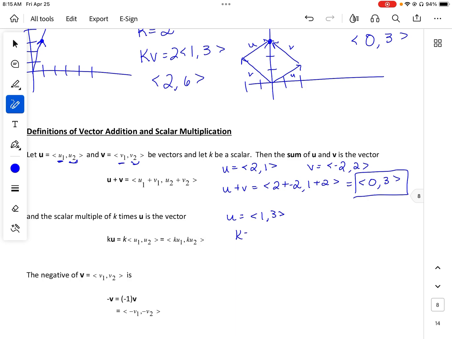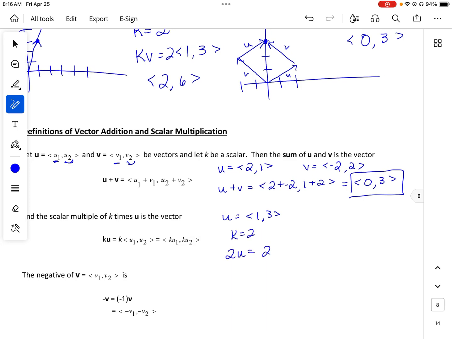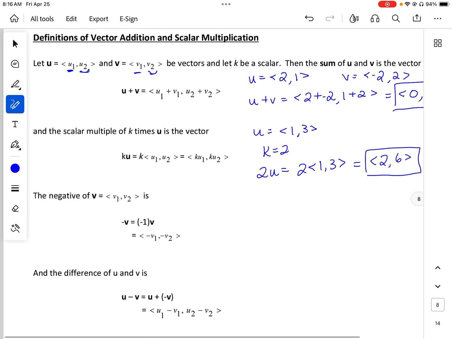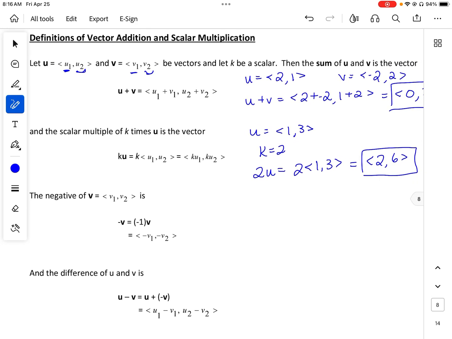Okay, scalar multiplication, you're just going to multiply the whole thing by 2. So let's say we have, just like the one above, u is 1, 3. And we want k to be 2. So 2u is going to be 2 times our vector, which is 2, 6.